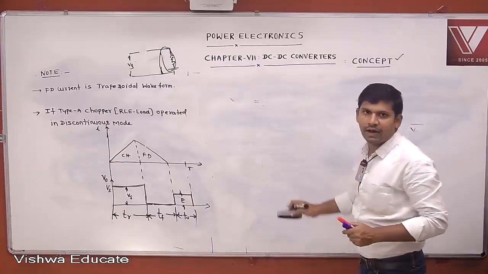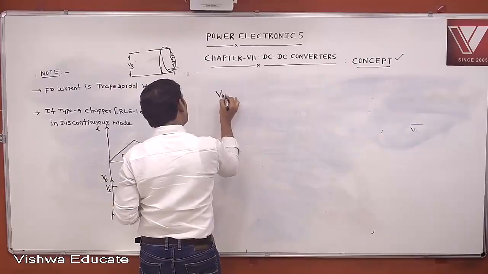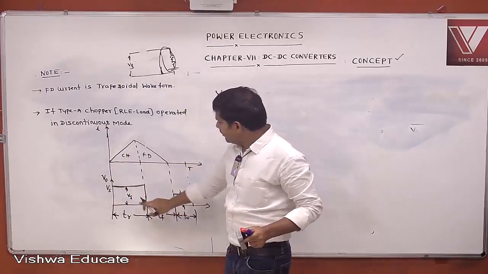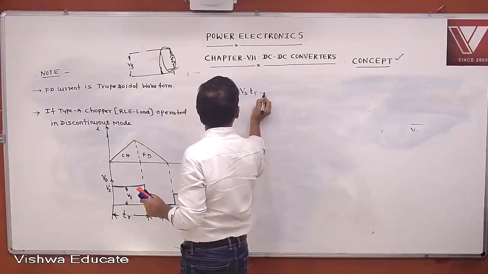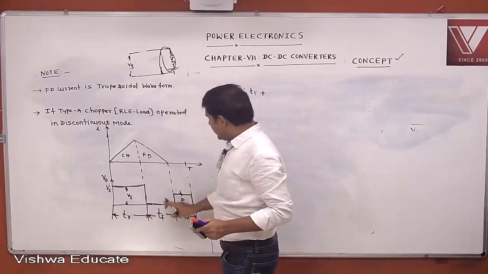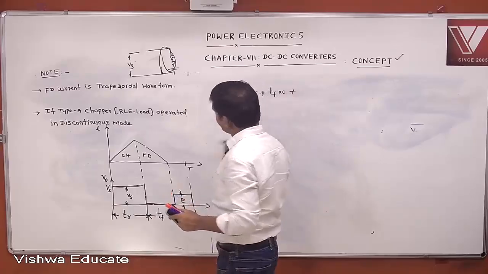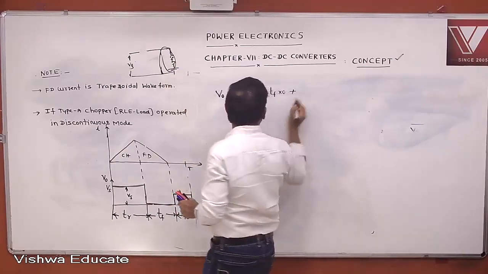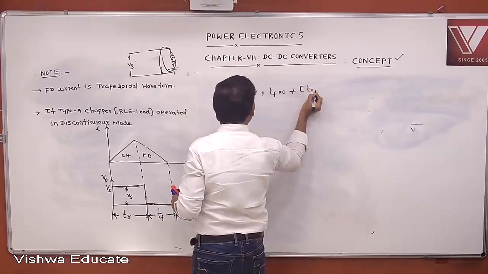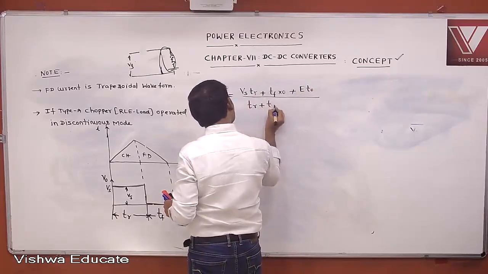You tell me what is the average output voltage in discontinuous mode. Then the average output voltage equal to, how to write the formula? Vs into TR plus TF into 0, because the freewheeling diode is conducting and the load is short circuited. If no device is conducting, still output voltage is equal to E. That is E into T0 by total time, which is TR plus TF plus T0.